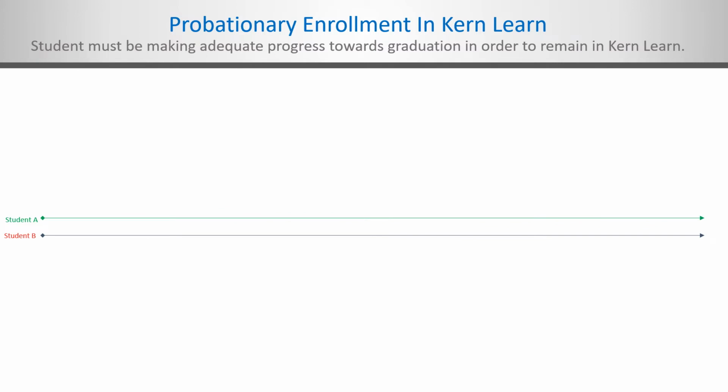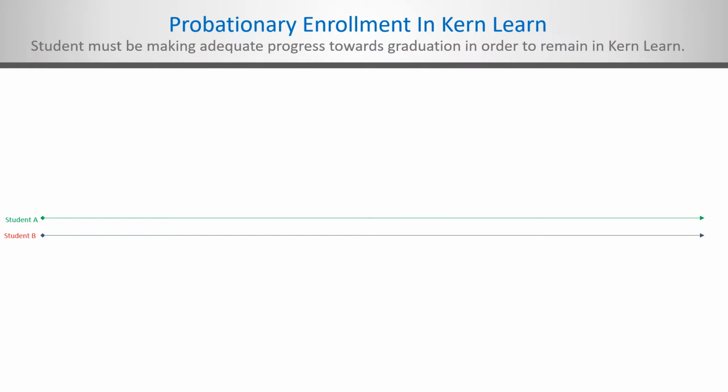Again, all student enrollments are probationary. Students must be making adequate progress towards graduation to remain enrolled in Kern Learn. This diagram shows the process that we will follow for students enrolled in Kern Learn that are making adequate progress towards graduation and students that are not. Our goal is to help students meet the graduation requirements.